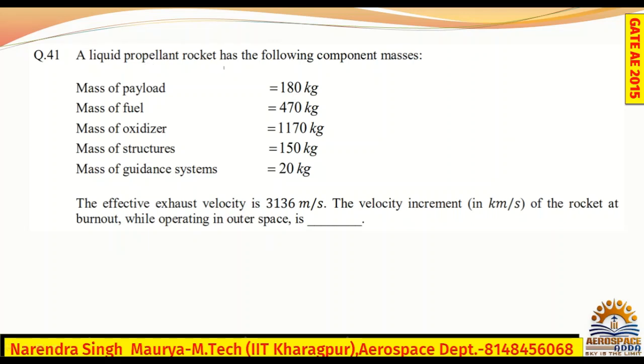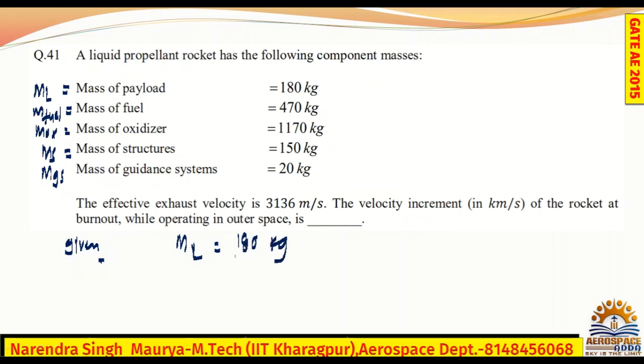A liquid propellant rocket has the following components. Mass of payload they have given. So mass of payload, given data. Mass of payload is denoted by ml. I will write here. Mass of fuel, it is denoted by m fuel. Mass of oxidizer, mass of structure ms, mass of guidance system gs. These are the values. So they have given all.